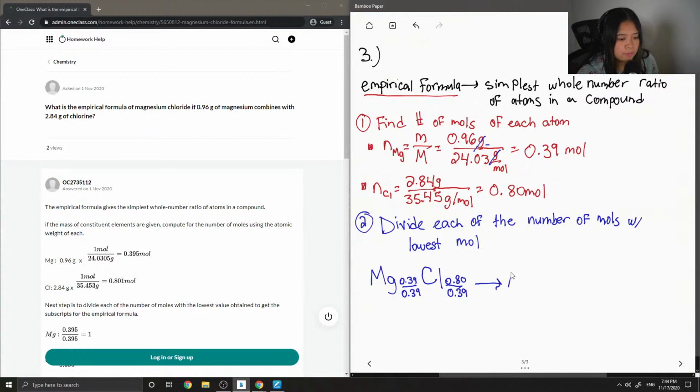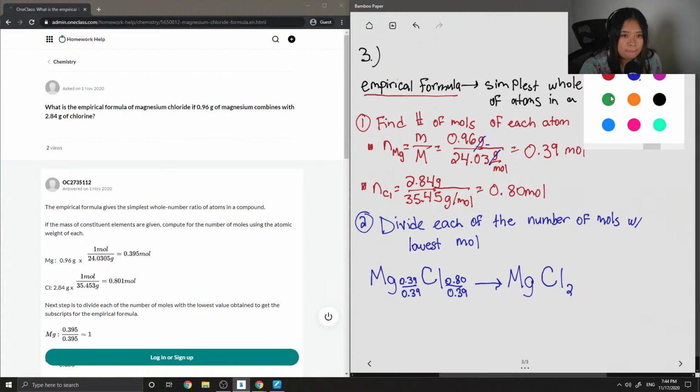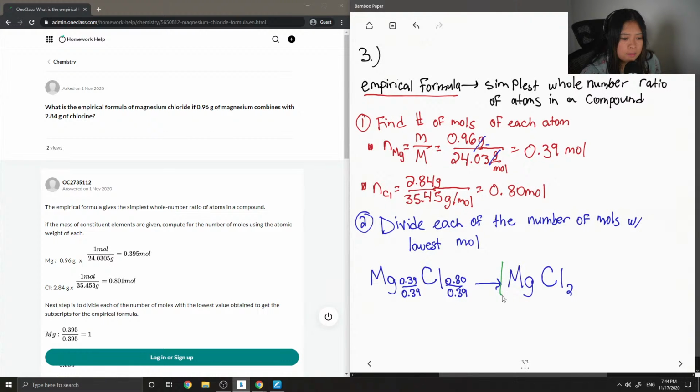If we are to simplify this, it gives us magnesium 1, chlorine 2. But we don't actually have to write out the 1. And then this will be our empirical formula.